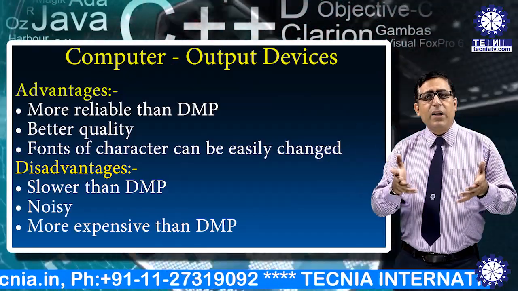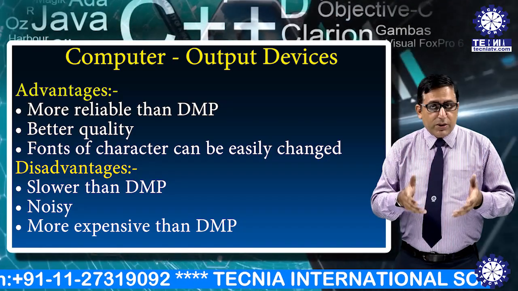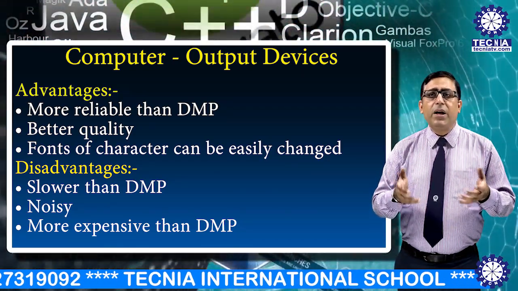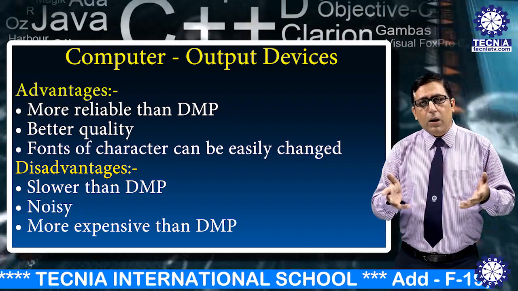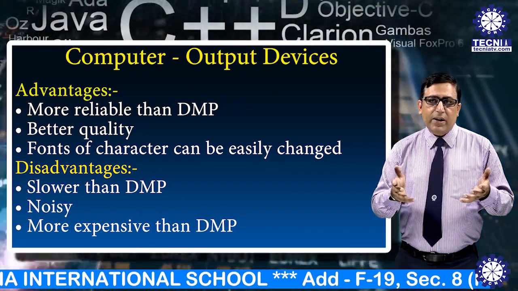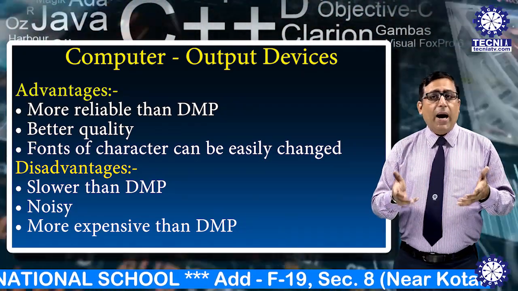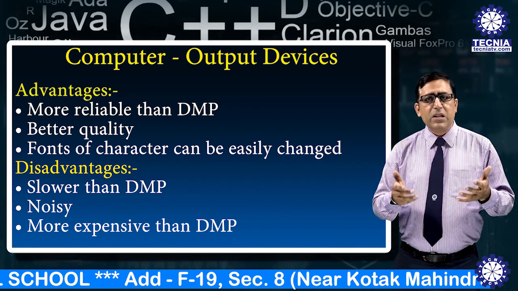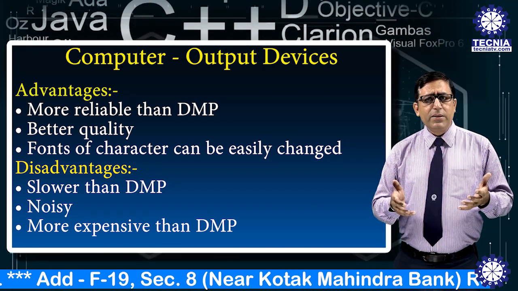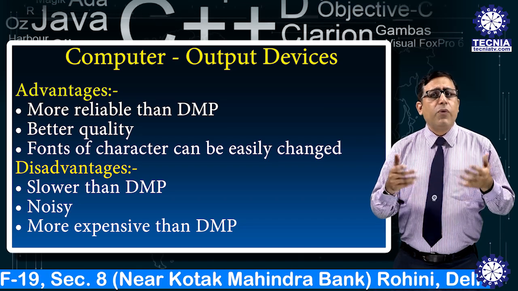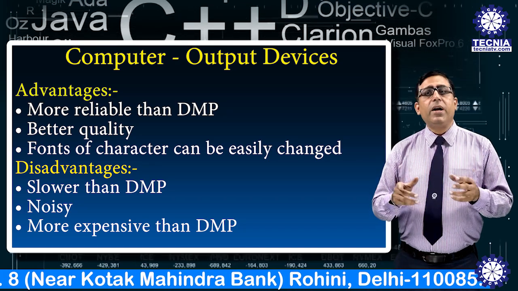What are the advantages of these printers? These printers are more reliable than DMP and have better quality. Fonts of characters can be easily changed. And the disadvantages of these kinds of printers are that it is slower than DMP. It is very noisy, and more expensive than DMP.